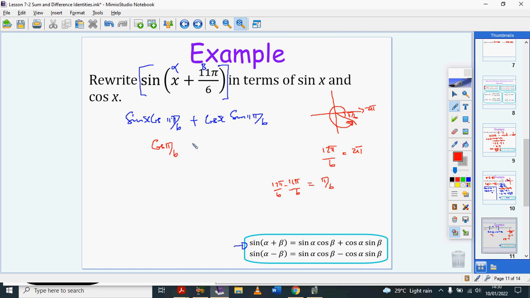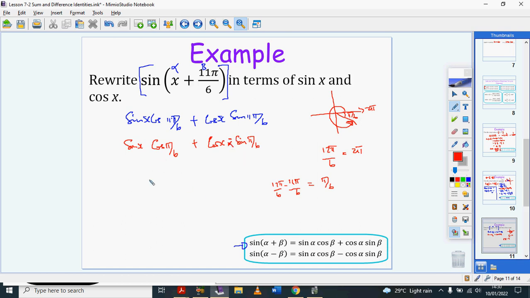over 6. However, the sine of 11 pi over 6 will still be the same in magnitude as the sine of pi over 6, but it will be negative because it is in the fourth quadrant, and in the fourth quadrant sine is negative. So my expression becomes sine of x cosine pi over 6 plus cosine of x times, this is not minus, this is times, negative sine pi over 6.